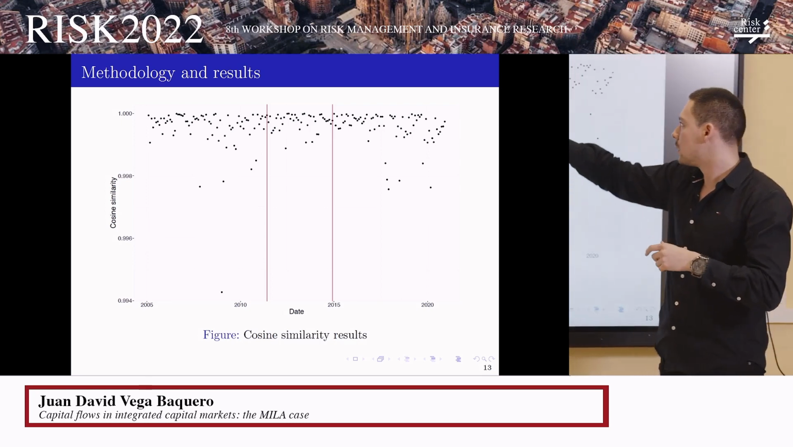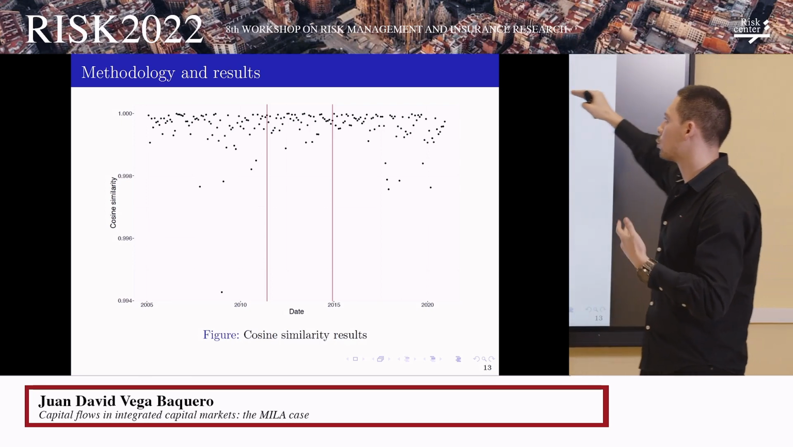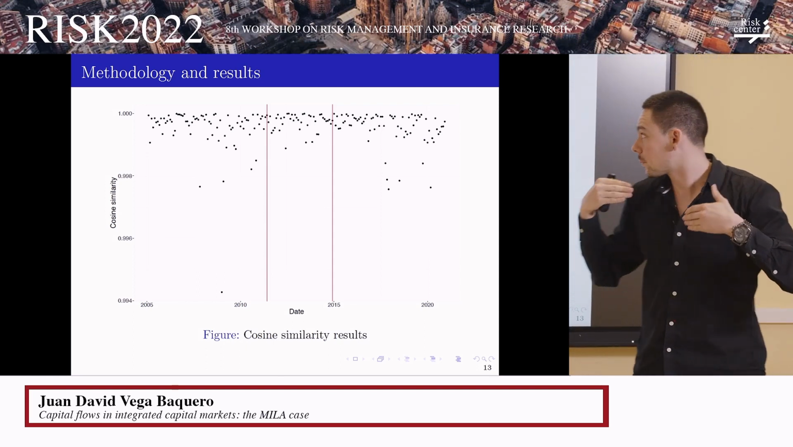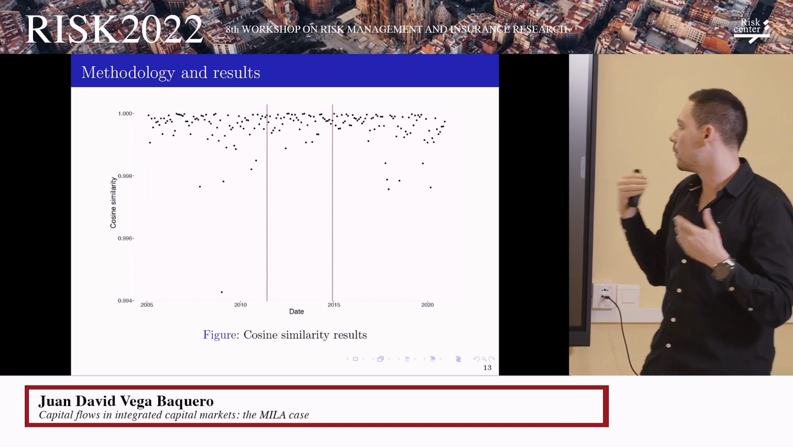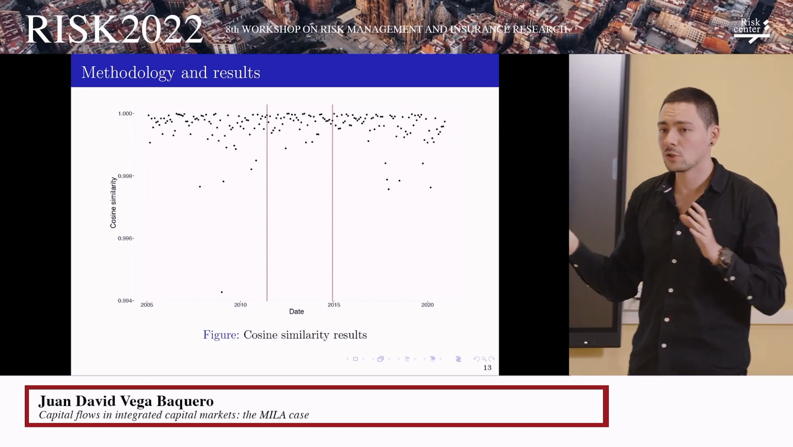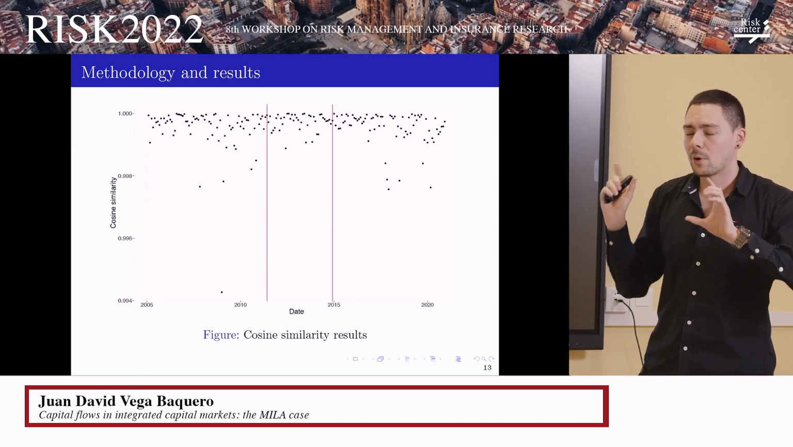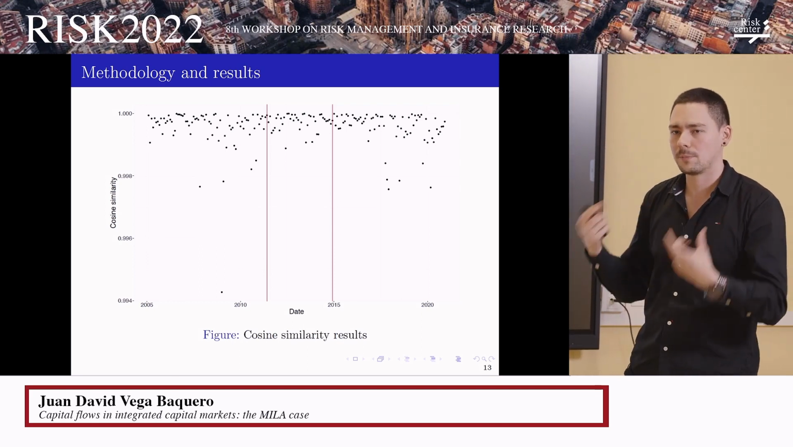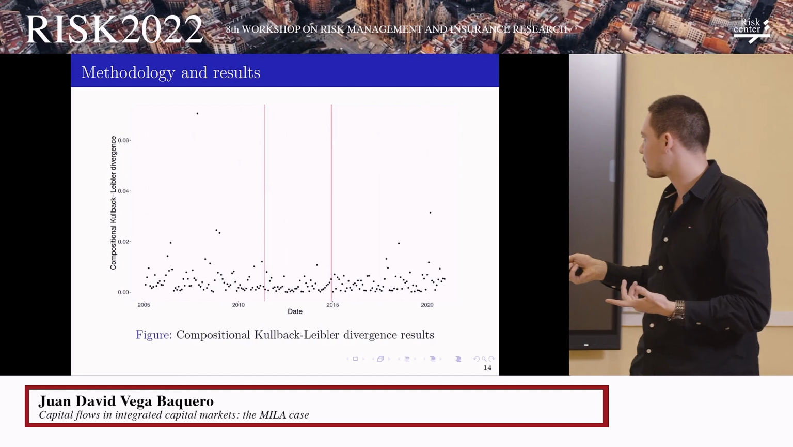And as you can see here, it is almost all the time very close to one, and especially in the periods that I'm trying to analyze. The cosine similarity is very, very high, close to one. So again, the composition of the MILA market for the period and the period before are essentially the same.